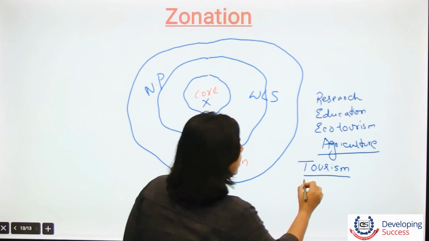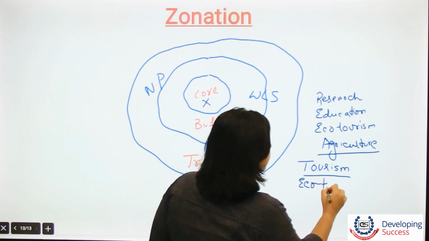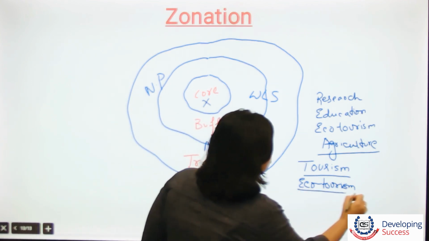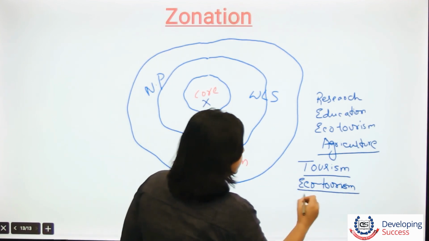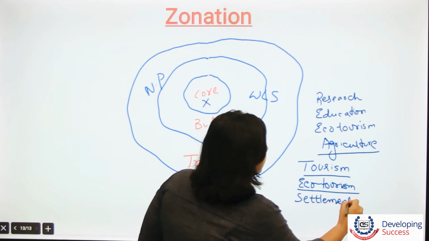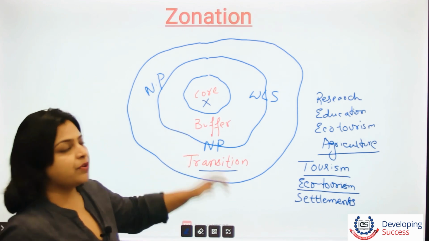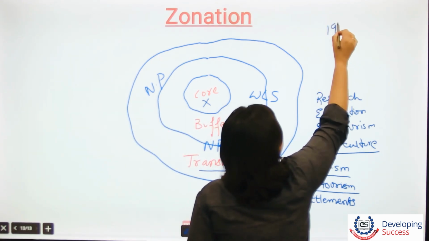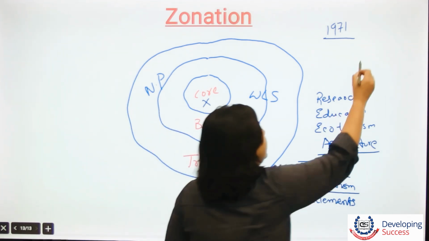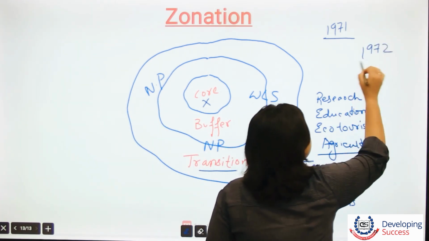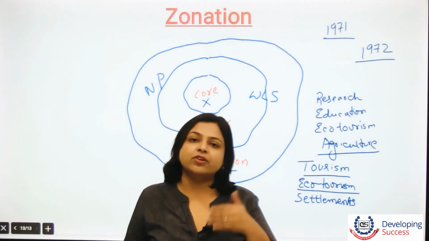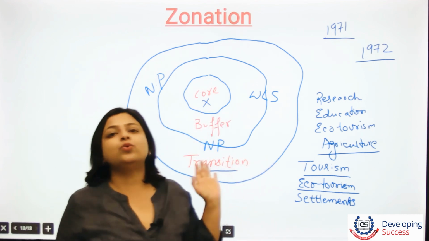We also allow ecotourism, obviously, when we are allowing it in the buffer area, so the transition area will be there. Also, apart from tourism and ecotourism, some kinds of settlements are also allowed. Many of these definitions, like the biosphere reserve, have come into force since 1971. And national parks and wildlife sanctuaries have come into force since 1972. So before that, many tribal populations and tribal settlements were there in these kinds of forests.